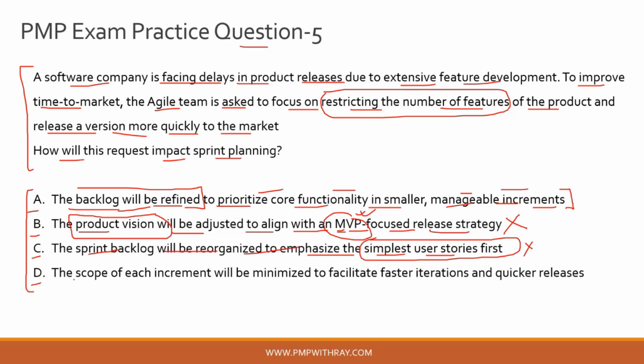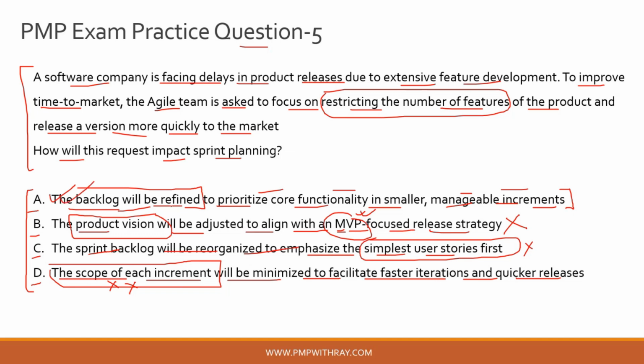And let's look at the final answer choice. The scope of each increment will be minimized to facilitate faster iterations and quicker releases. So basically it is asking you to cut scope, which is totally incorrect. You cannot cut scope just like that to expedite the project schedule. If you have to expedite the project schedule, what you basically do is value engineering. MVP is a sort of value engineering which you do as part of an agile project. You do not start cutting scope outright. So that is why option D is also incorrect.